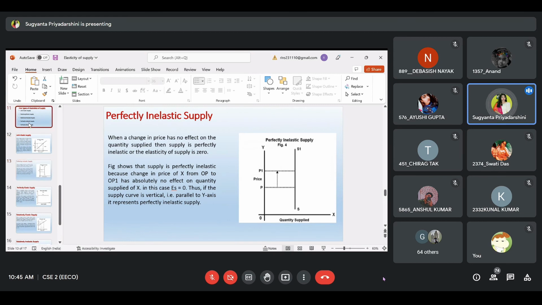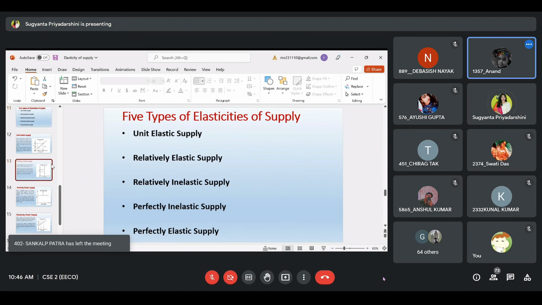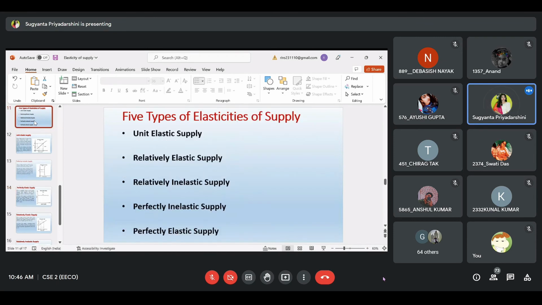Okay, the last one is perfectly elastic supply. Can anyone tell me this? Ma'am, when the supply changes but the price remains constant. When there is no change in price and supply keeps changing. Okay, here your price will be constant, your quantity supplied keeps changing. So here what will be the elasticity? Infinity. Okay.